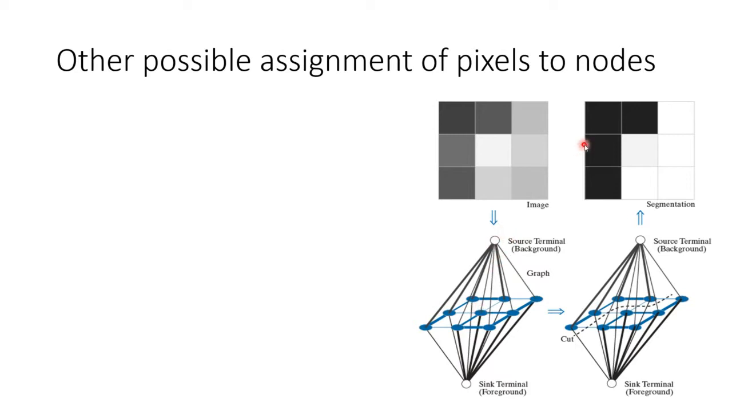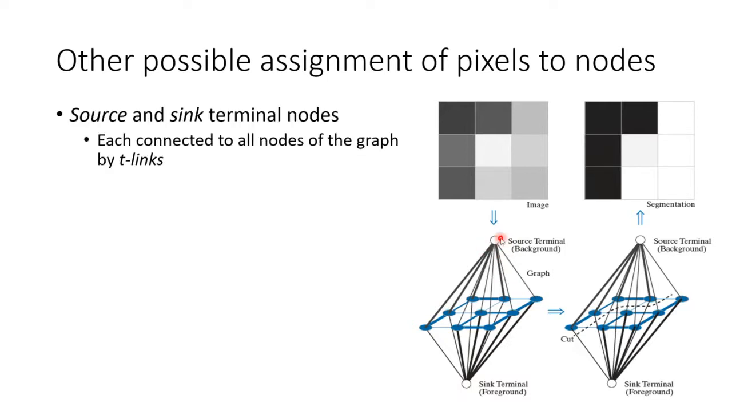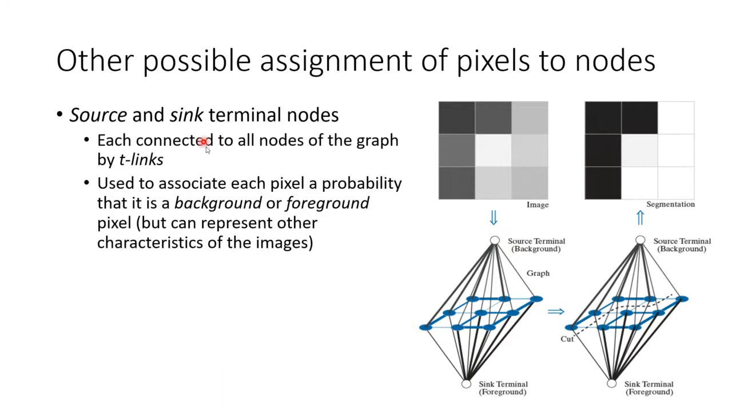So why do we do that? That's basically in order to color it properly, to segment it properly. Now I want to segment it into foreground and background nodes. So basically connecting the foreground nodes to a node representing foreground and background nodes to a node representing background. These are called T-links. T-links are links that connect nodes of the graph to the source and sink terminals. And they are used to associate each pixel to a probability that it is a background or foreground pixel.